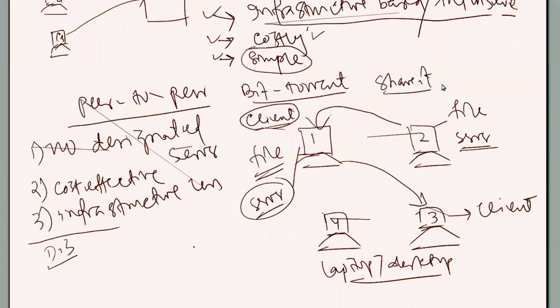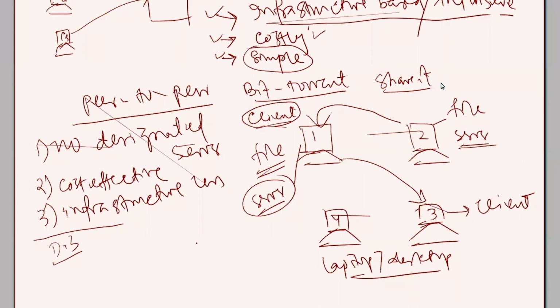So even if I know the location of the file, if that particular peer is not on at this point of time, I still cannot download the file. So there are a lot of difficulties. That file location, wherever it is present, may be off at this point of time. So there are a lot of difficulties as far as this peer-to-peer communication is concerned.